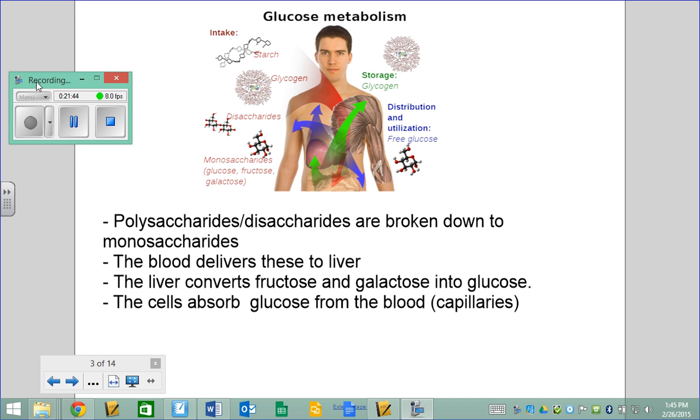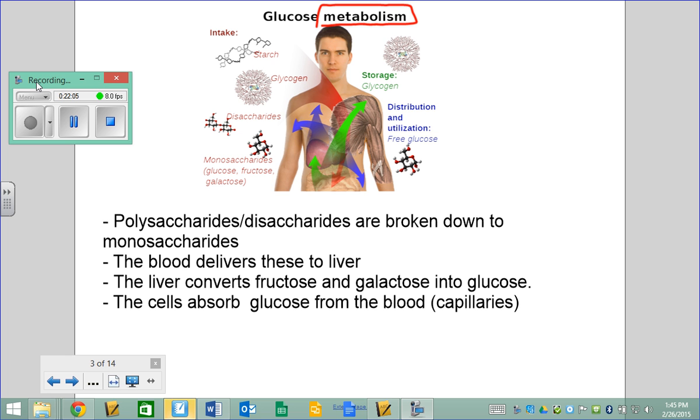So we need to talk about what's happening to glucose. There's a picture up here. I wouldn't worry too much about drawing the picture necessarily. It's just there so I can illustrate where things are going. But we're going to use the word metabolism, so I'm going to remind you what that word means.